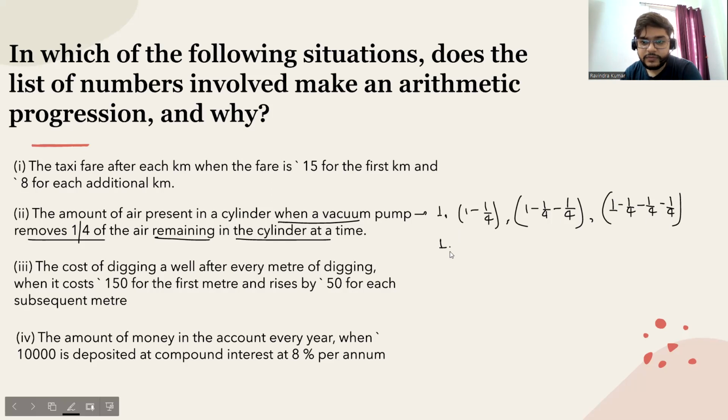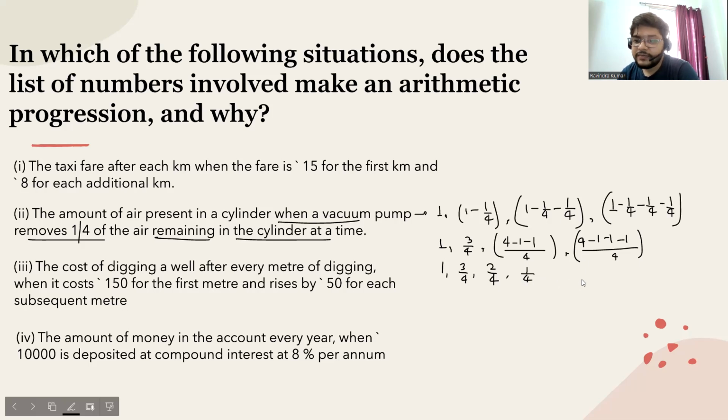The first term is 1, the second term is 3 by 4, and let's say it is 4 minus 1, this one. For this one also we will do 4 minus 1 minus 1 minus 1. So what will we get? 1, 3 by 4, here 2 by 4, here 1 by 4.